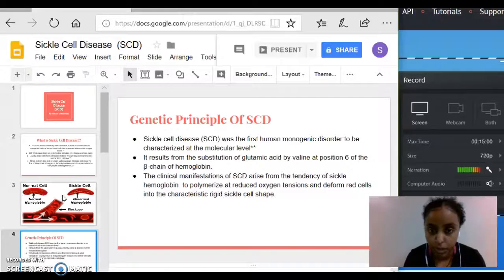The genetic principles of SCD. Sickle cell disease was the first monogenic disorder to be characterized at the molecular level. A monogenic disorder is basically a single defective gene that creates the disorder. It results from the substitution of glutamic acid by valine at position 6 of the beta chain of hemoglobin.